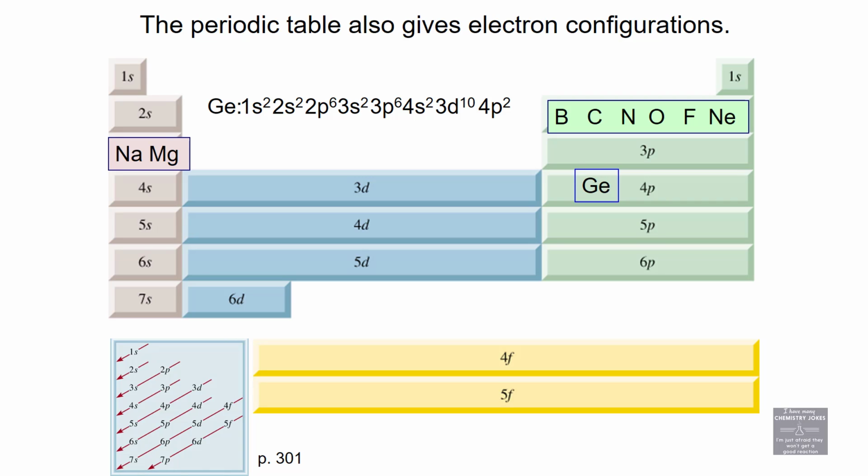So a neutral germanium has 32 electrons. You could go back and count and double check that you got all 32. But as long as you followed the periodic table, you got all 32.